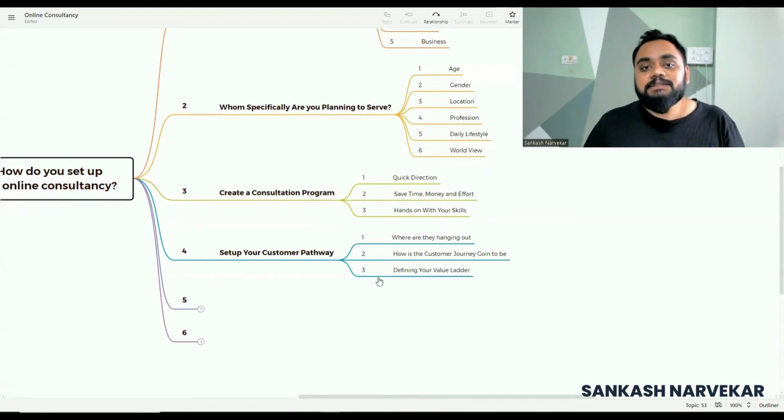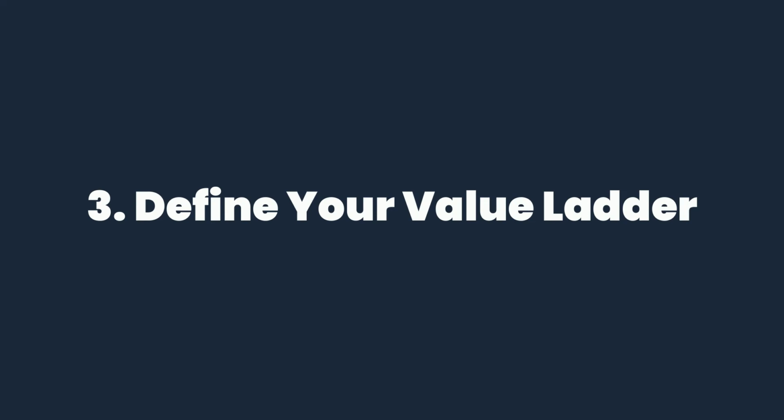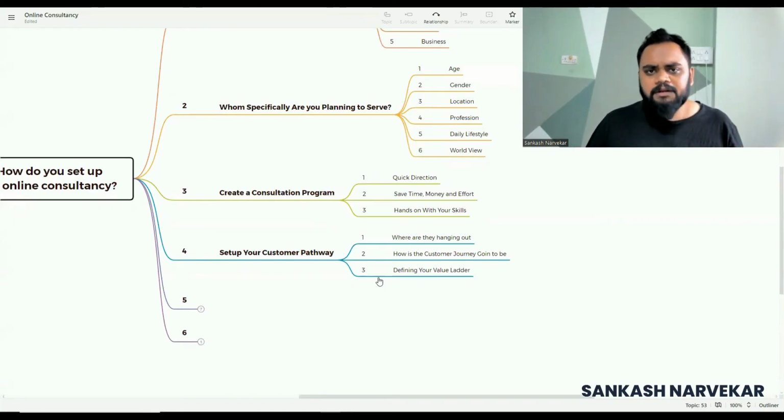The third thing over here is, this is where you define your value ladder. Okay, so there are three things when it comes to the value ladder. One is the lead magnet or the customer magnet. The second thing is the consultation program. And the third thing is you giving your services.